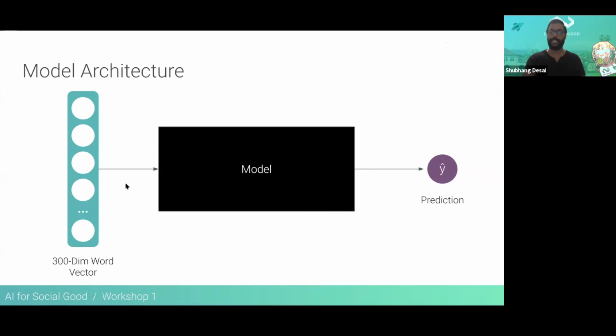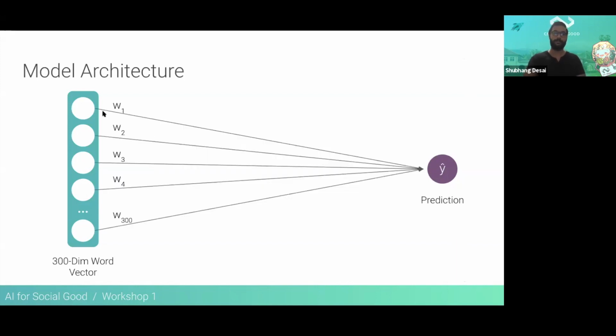So anyone have any ideas on how we could take these 300 numbers and get one number at the end? Feel free to raise your hand. If not, I can just spoil it. Okay, I'm going to spoil it. We can multiply each of our word vector numbers with another number, and then we just add it all together. Sometimes we like to add this b thing too, an additional number which we just add on at the end. And that's going to be y hat.